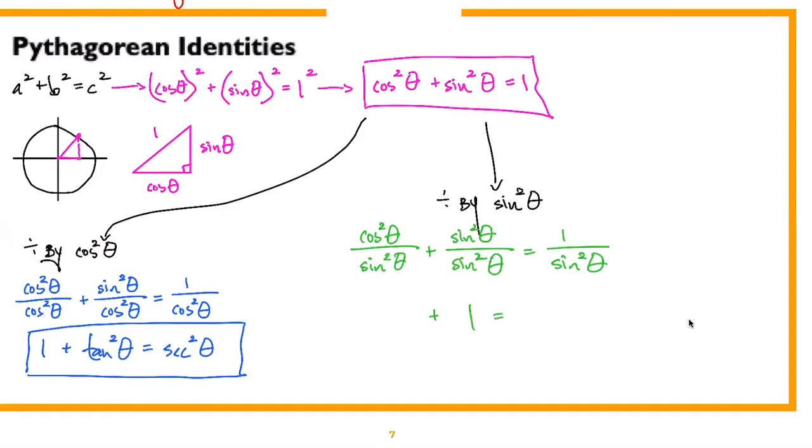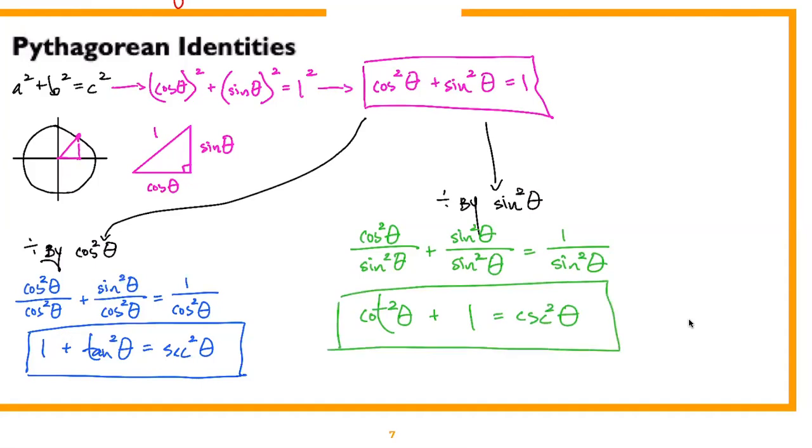What does cosine squared divided by sine squared give you? Cotangent squared. Wonderful. And 1 over sine squared gives us? Cosecant squared. Good, very good. And that, my friends, is the third Pythagorean identity, okay?